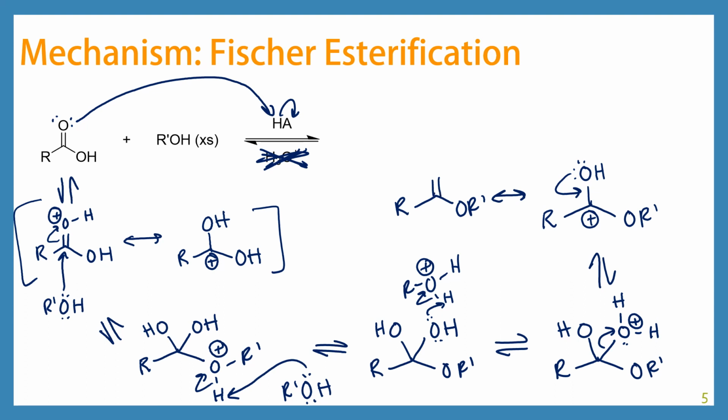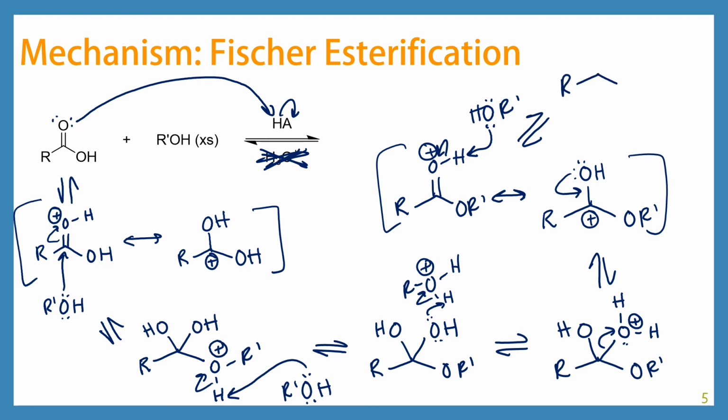And this resonance form probably looks like a really familiar structure, and that's because it's the ester with an extra proton. So now at this point, all we have to do is deprotonate it. We can use another equivalent of our alcohol if we would like. Oh, we're going to go up in the corner, I guess. And that gives us our final product, the ester.